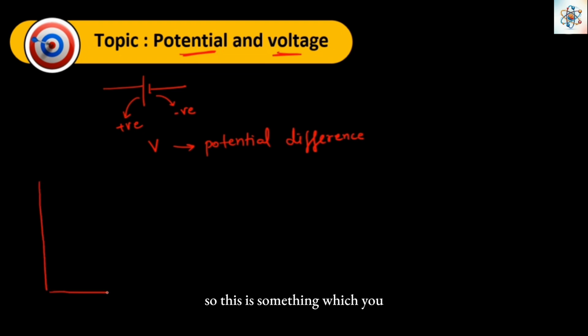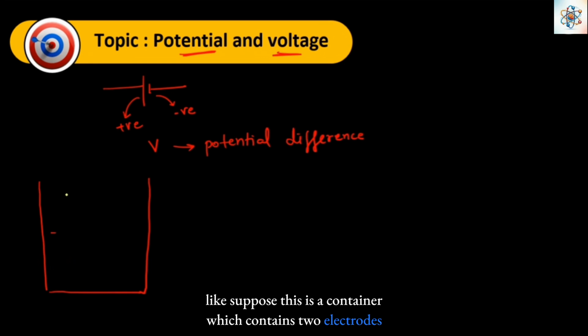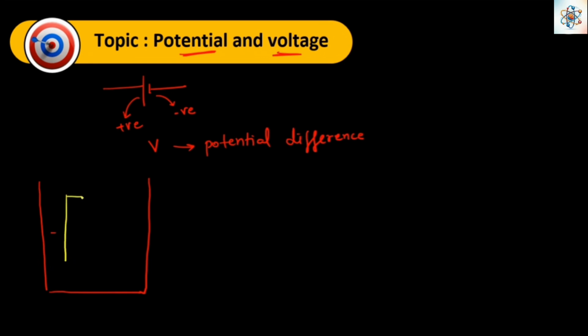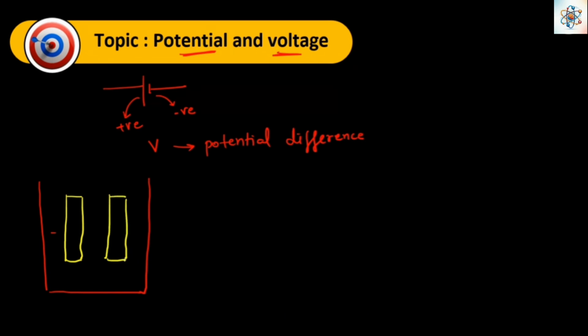This is something we generally see in chemistry. Suppose this is a container which contains two electrodes. These two electrodes are basically the cathode and the anode. Do you know what they are?